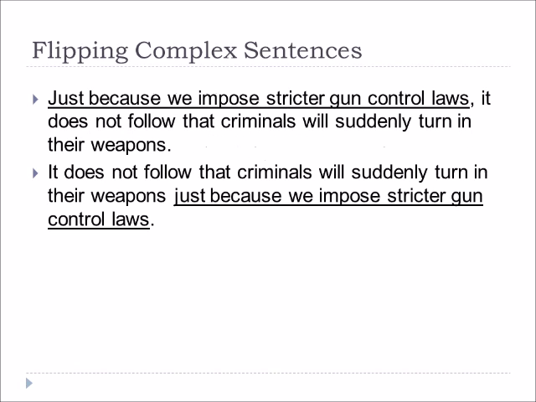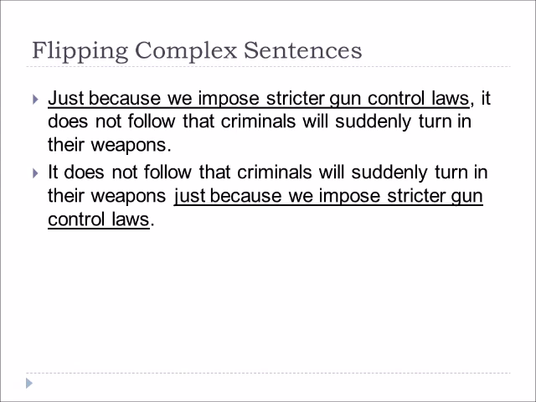Flipping sentences. Just because we impose stricter gun control laws, comma, it does not follow that criminals will suddenly turn in their weapons. Now, this can get really scary, not the gun control laws or the criminals, but that comma in the middle. Because someone may think, wait, I have a comma splice error. The answer is no, this is not a comma splice error. The comma is coming after the dependent clause.